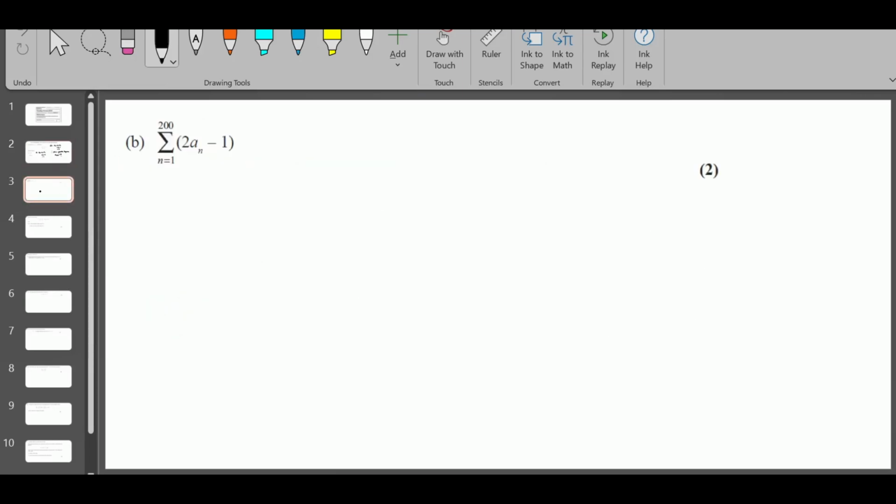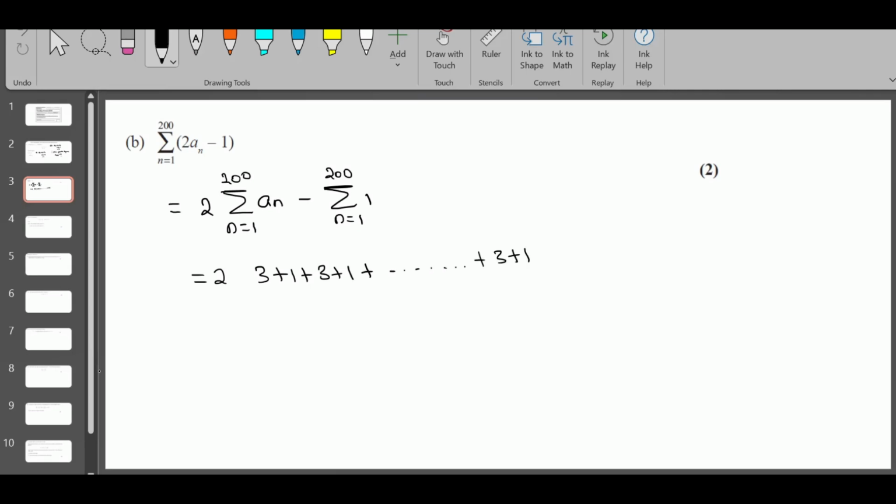Part B now. Sigma n is equal to 1 to 200 of this. Split the sigma notation: 2 sigma an minus sigma 1, n is equal to 1 to 200. Okay. So it's going to be A1 plus A2 plus A3 plus A4 plus etc. The 200th term is going to be 1 definitely, right? The previous term will be 3 because all the even terms are 1, right, from the previous part.